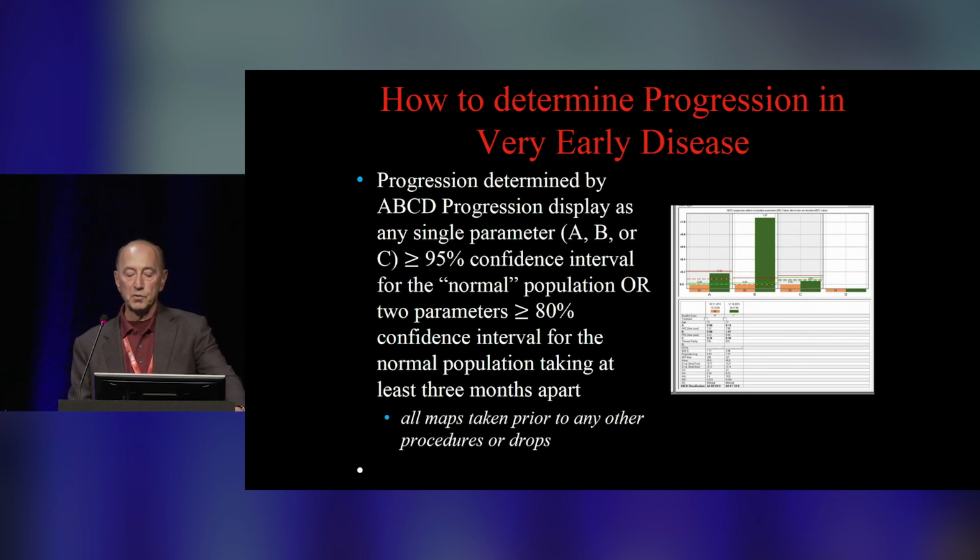So how do we determine progression in very early disease? We look at the ABCD progression display. I recommend any single parameter at the 95% level or any 2 parameters at the 80% level. Mathematically, those are basically the same.